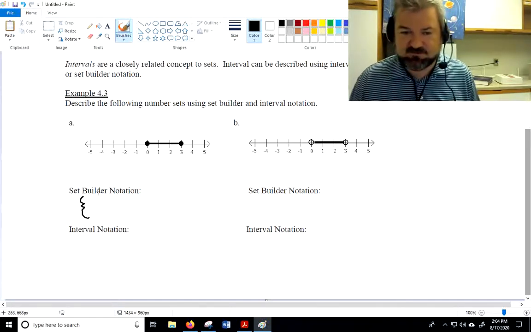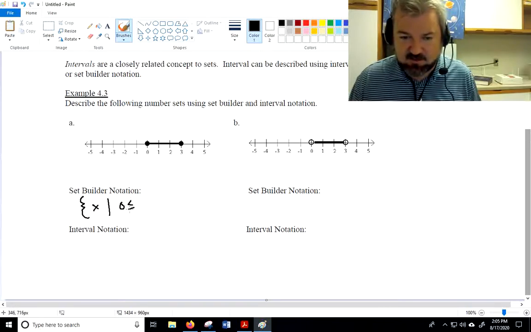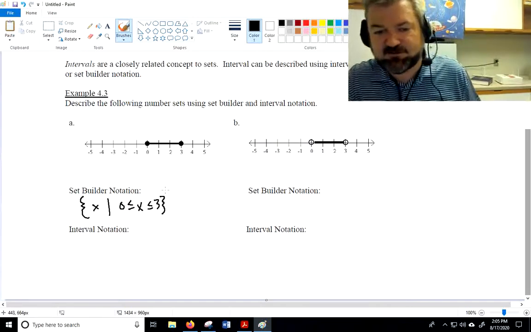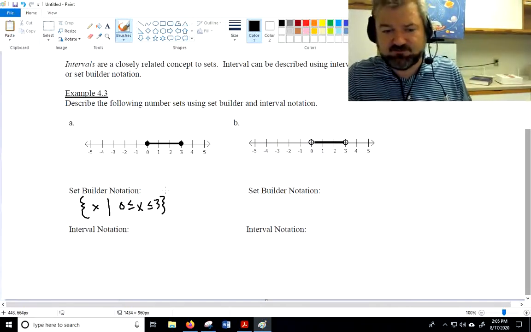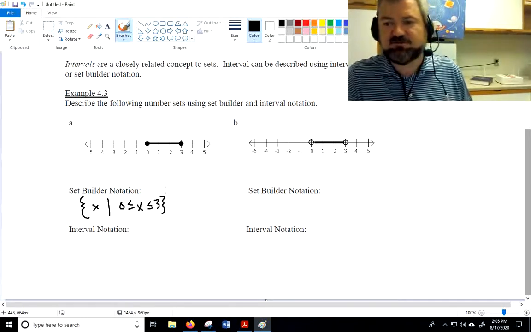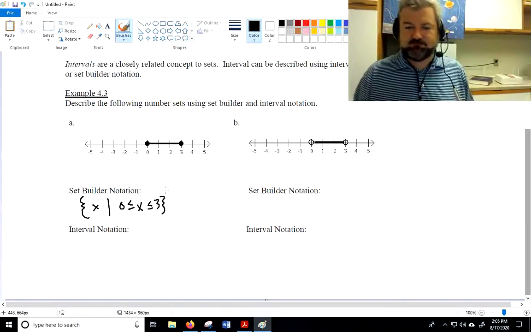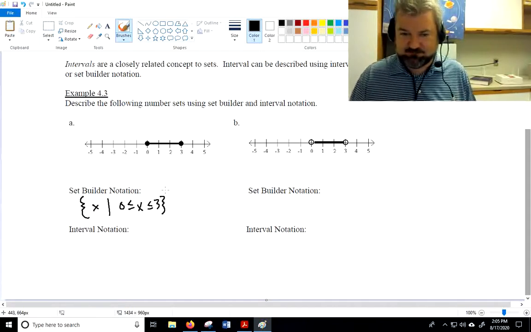So I want this to be the set of all numbers, usually we just call it X, such that 0 is less than or equal to X which is less than or equal to 3. Now, if I wanted to be really robust here, I would actually say all real numbers x such that. But since we're dealing with a domain that is implied to be the real numbers in this course, I'll leave that part out for now. Okay, so that's set builder notation.